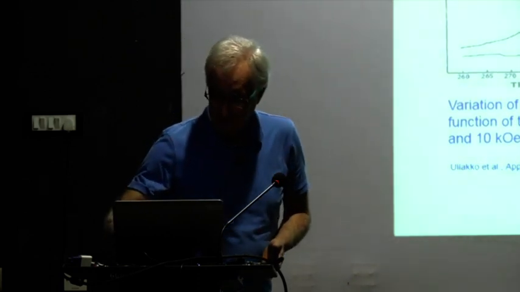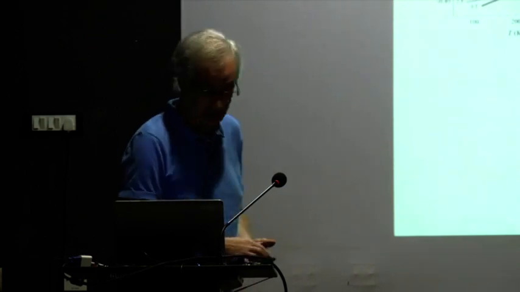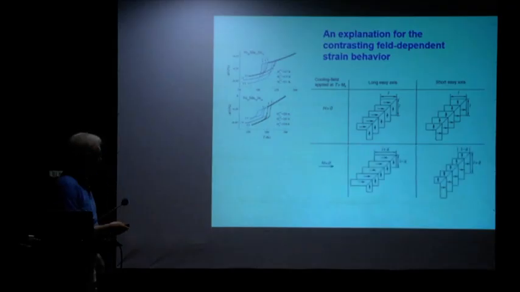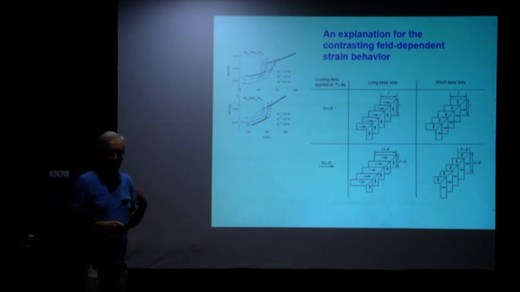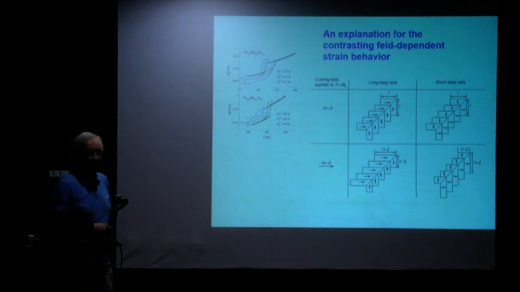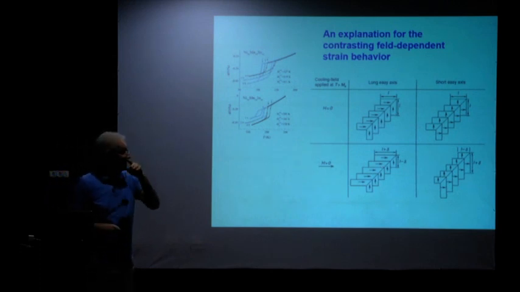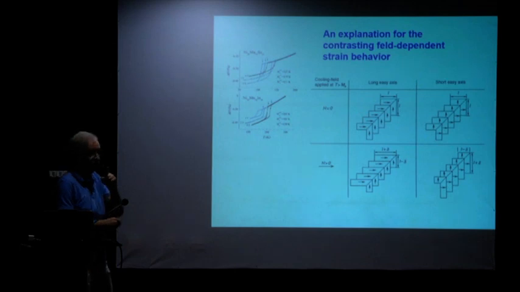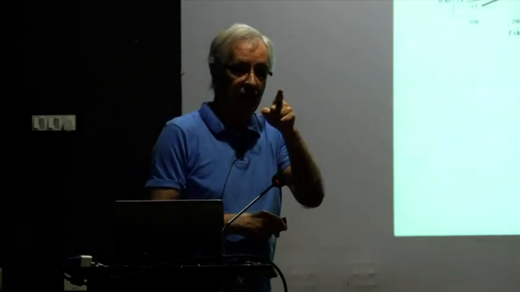Now let's go back and take another look at this. As we say, we have two cases. The cases are, if we have an easy axis as a long axis, it's quite unusual, but it can happen. If we have an easy axis as a long axis, what would happen if we apply a magnetic field? Now, we are applying the magnetic field here at high temperature. The magnetic field is constant and we're cooling.